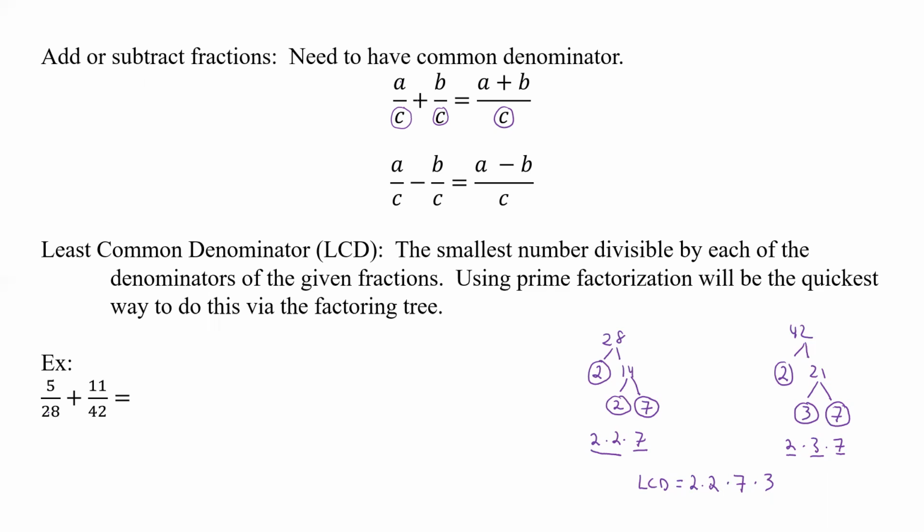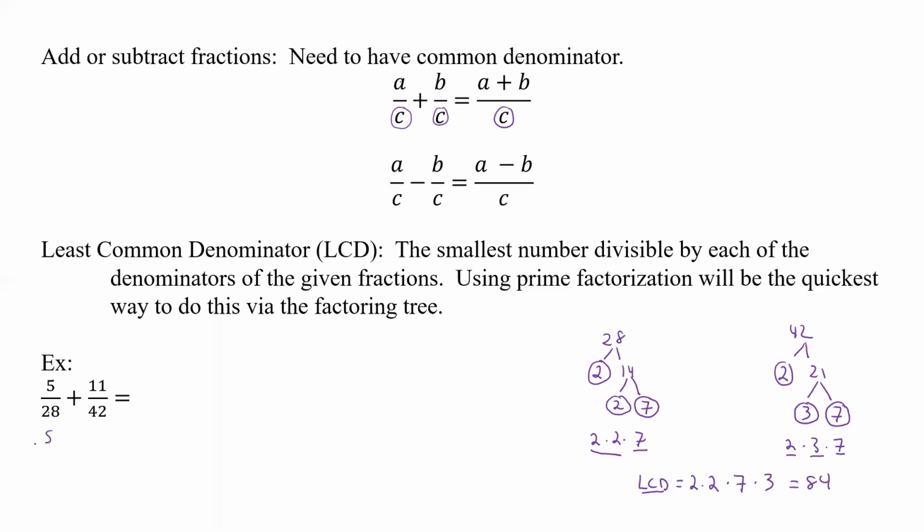And then times 2, well, that's 42. And then times 2 more, that's going to give us 84. And so that's going to be our LCD. So now what do we do? Well, we have to convert these fractions to ones with an LCD of 84. So we have to think about that.